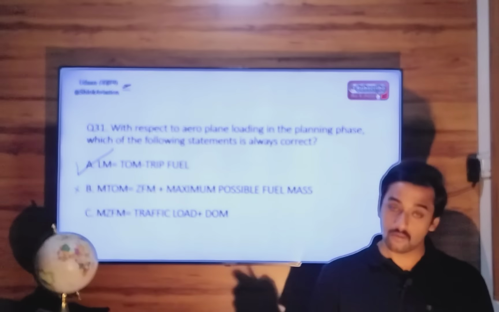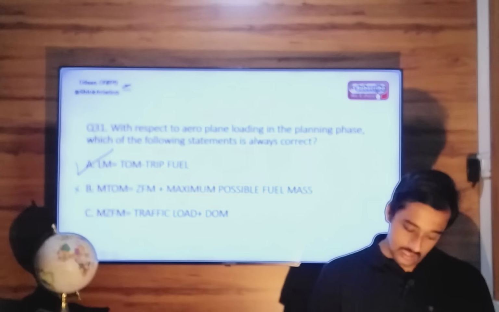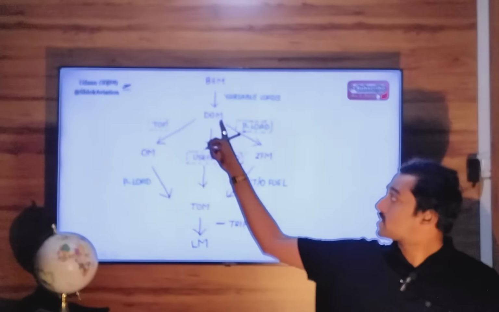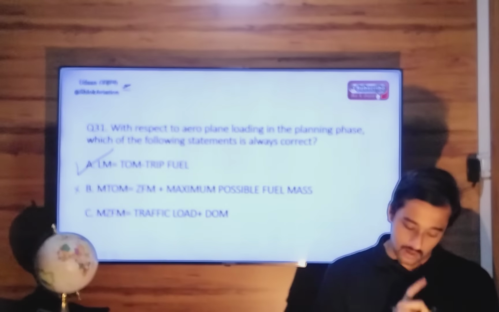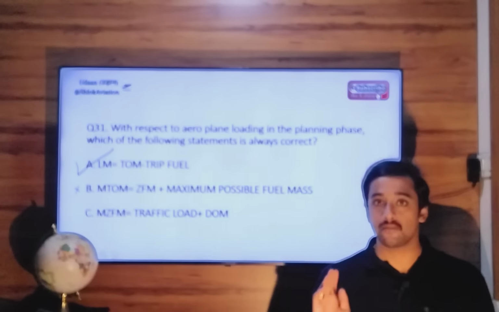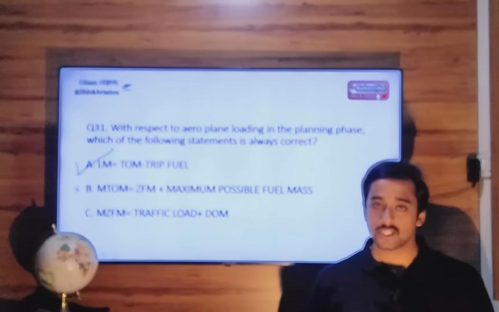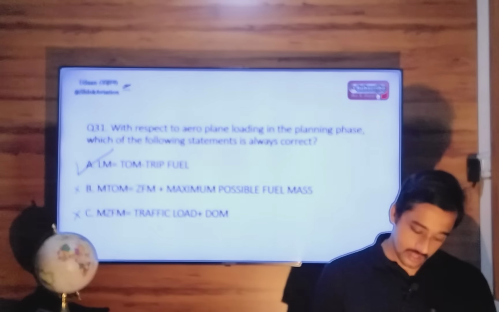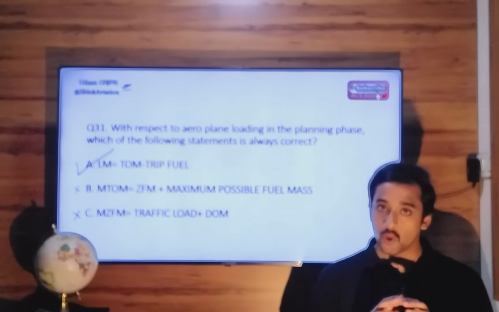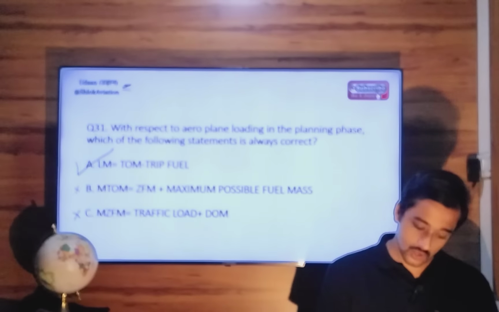C, maximum zero fuel mass equals traffic load plus DOM. So this is zero fuel mass. This is not maximum zero fuel mass. This is only zero fuel mass, not the maximum limit. Maximum limit is fixed. Zero fuel mass can differ with changing payload and changing DOM. So option C will also be wrong. So the correct statement which is always going to remain true in all situations is option A. So always correct.